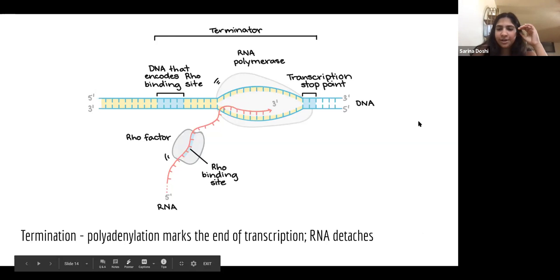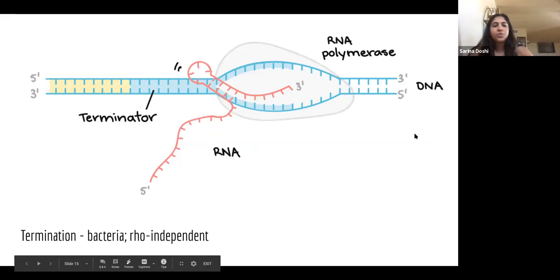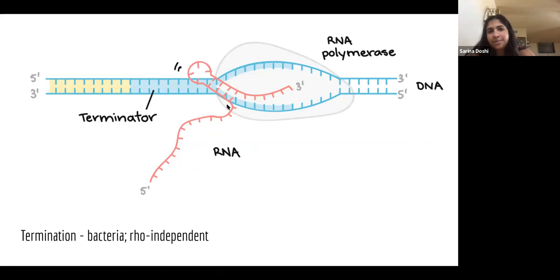Yeah, okay. So if we go to this image, we have rho-independent termination, and this occurs frequently in bacteria where the RNA will start to fold in upon itself. And that basically shows that it's constructing something, which says that you kind of got to stop.